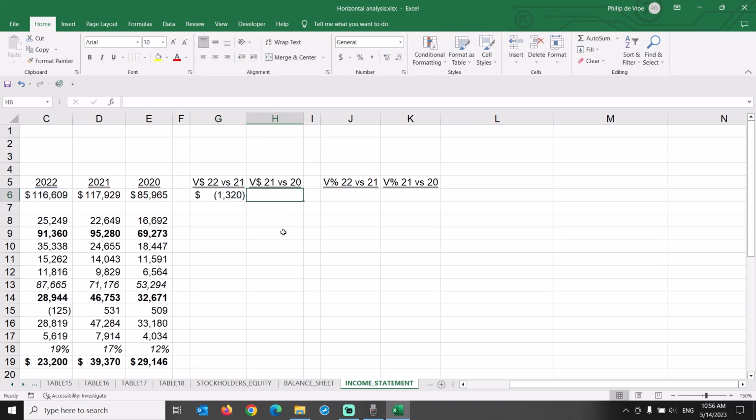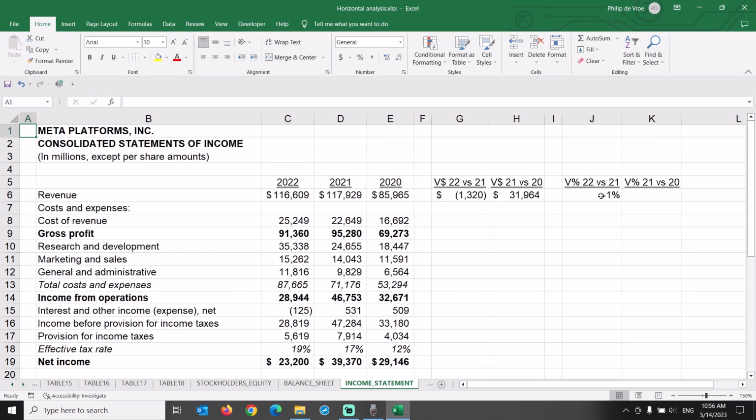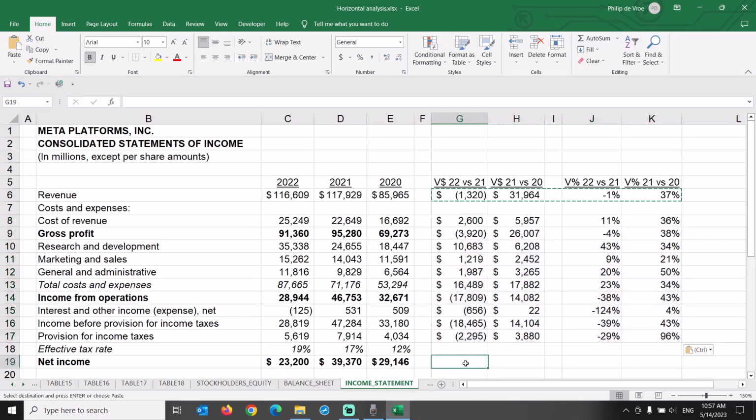Cell J6 equals G6 divided by D6. The absolute change between the years divided by the prior year, the base year. Let's format this as a percentage. Cell K6 equals H6 divided by E6. Now let's copy over the formulas to each of the rows below, and then format the relevant subtotal lines in bold or italic.